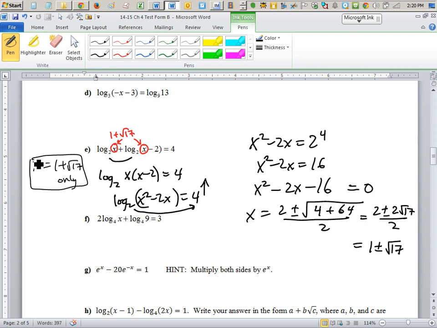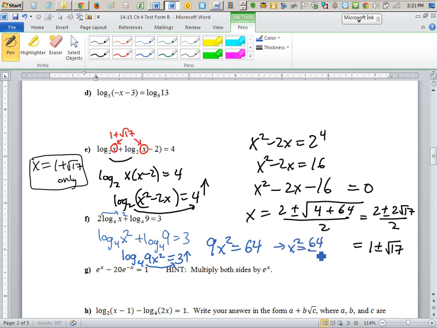Okay, next is this one here. You can do this problem pretty much straight up, but you need to move this 2 up to here. And that way it'll look like log base 4 x squared plus log base 4 9 equals 3. And then you can collapse that into log base 4 of 9x squared equals 3. The 4 comes over and bumps the 3 up, giving you 9x squared equals 64, because it's 4 to the 3rd. And dividing, you get x squared equals 64 ninths.